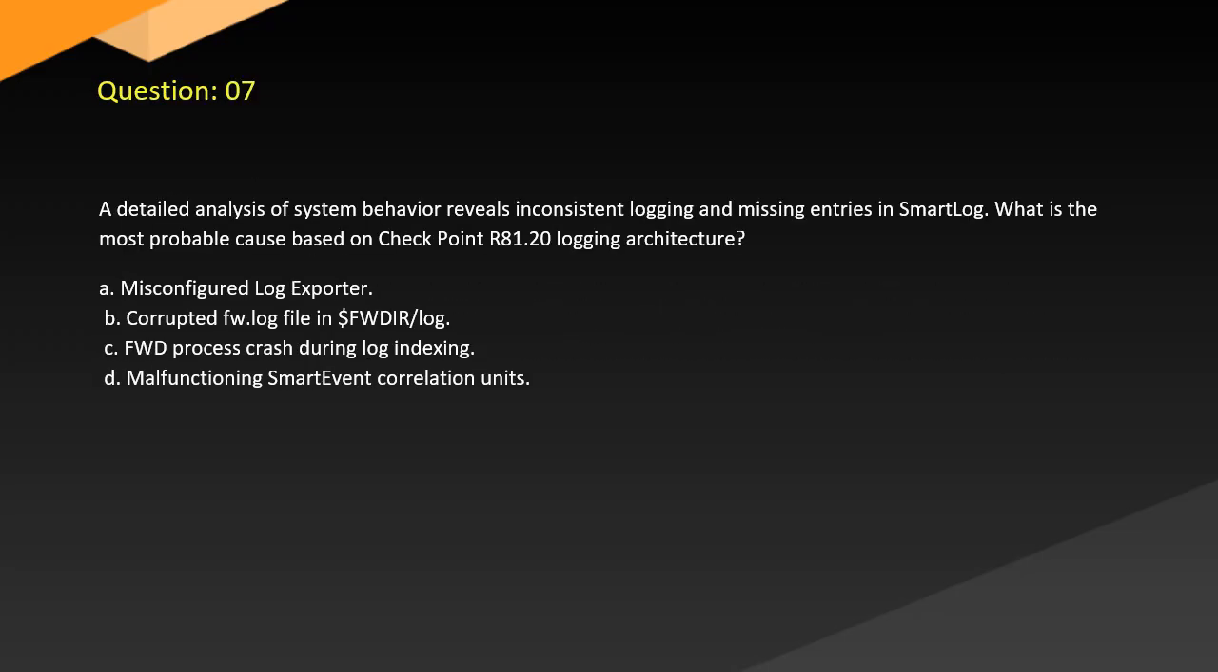Question 7. A detailed analysis of system behavior reveals inconsistent logging and missing entries in SmartLog. What is the most probable cause based on Check Point R80 logging architecture? A. Misconfigured log exporter. B. Corrupt log file. C. Log server process crash during log indexing. D. Malfunctioning SmartEvent correlation units.